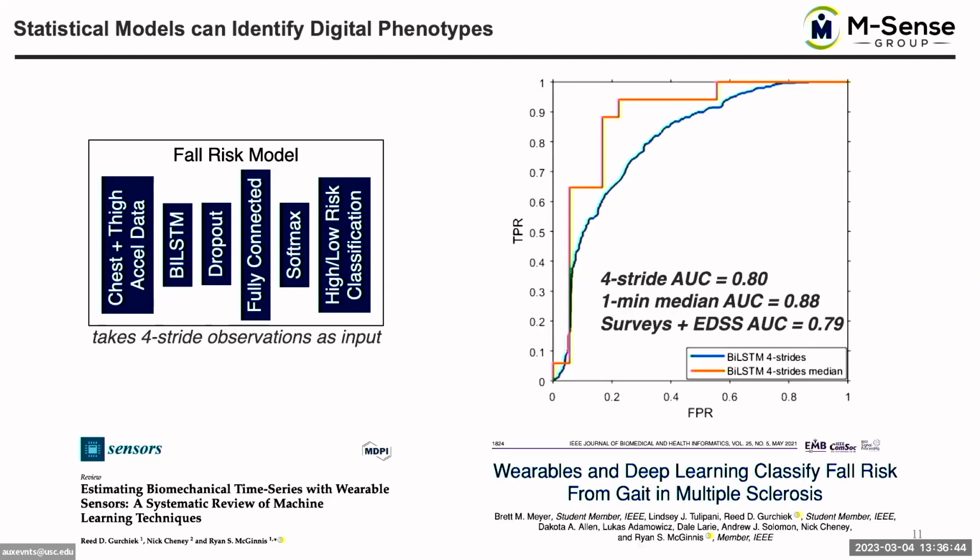When you look at the performance of a model that's trained in this way, you can see that it's about on par with models that are trained on patient-reported measures and a neurologist-administered exam in this sample. So the performance is pretty good, and you can even improve that a little bit by looking at a full 1 minute worth of data as opposed to just 4 strides worth of data.